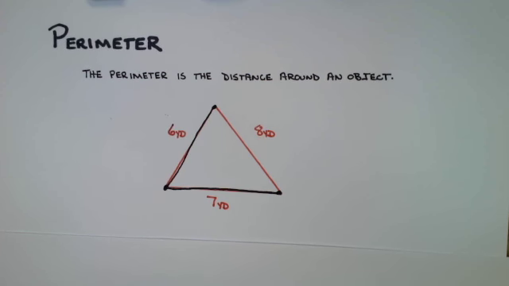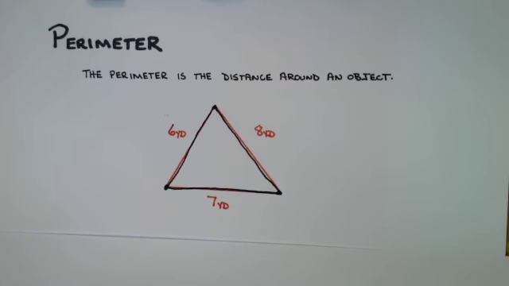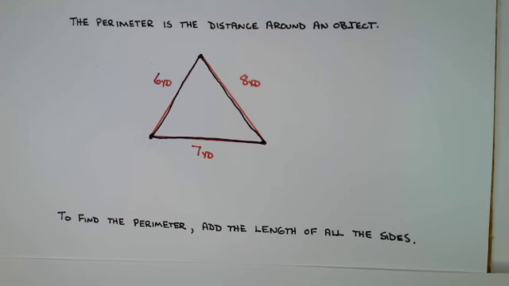Once I walk to this point, how far have I traveled? Well, that will be 6 plus 7, that's 13 yards. And once I go back to where I started from, I add that 8 more yards. 13 plus 8 is 21 yards. So, to find the perimeter, simply add the length of all the sides.